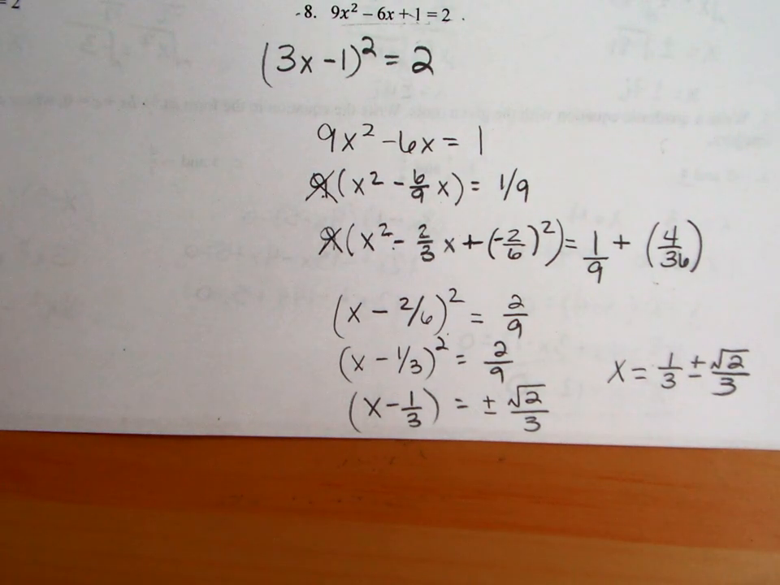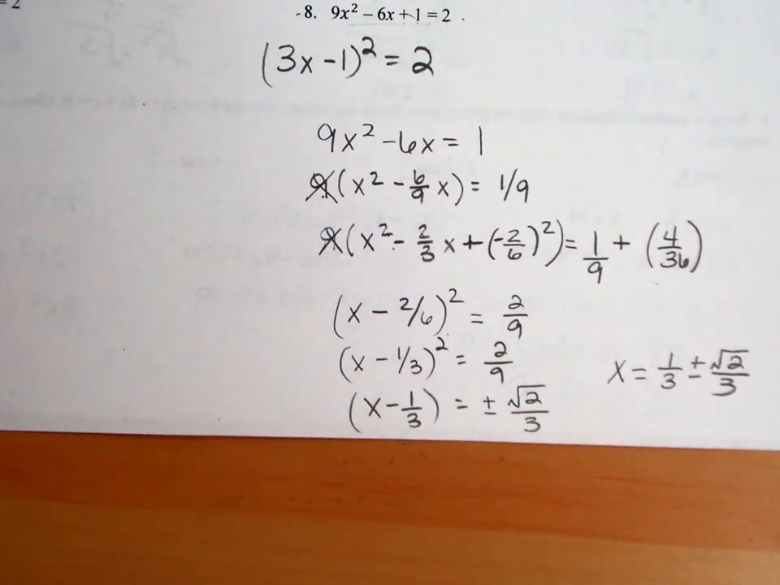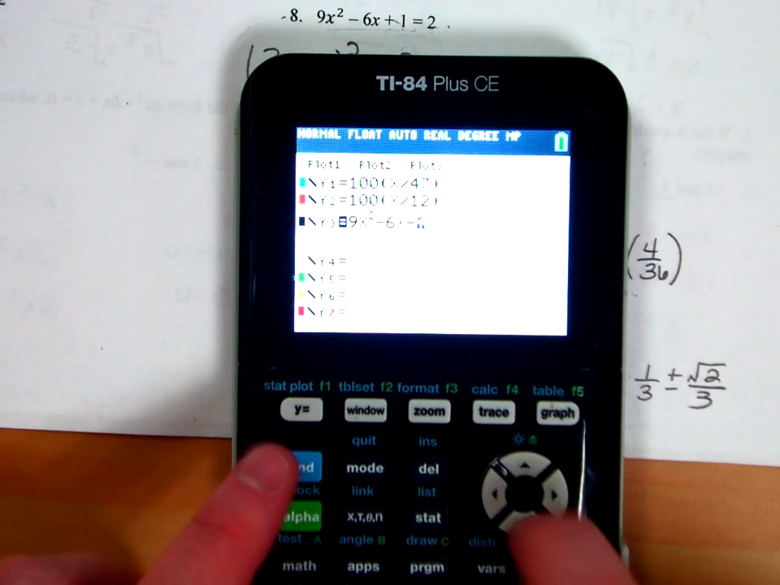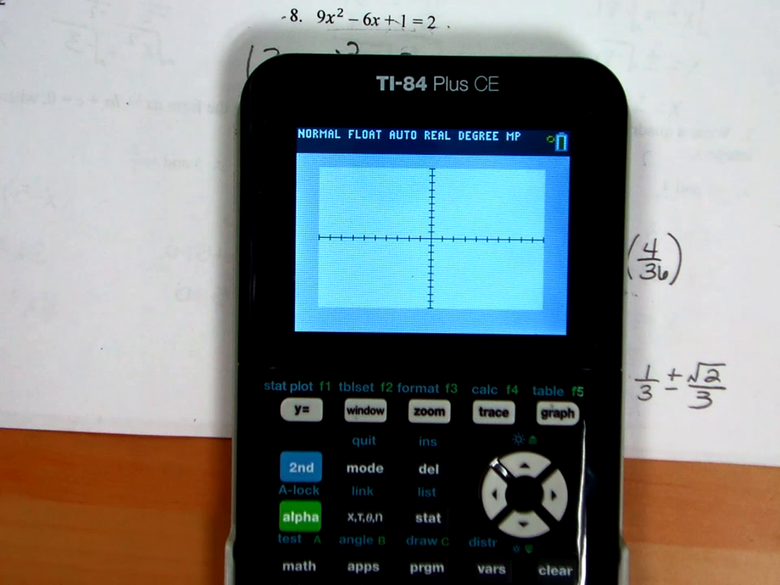Checking on my calculator, plugging in my original equation. I need to move this 2 over, so I'm going to get a minus 1. So I'm going to plug that in my calculator. I'm going to go graph.